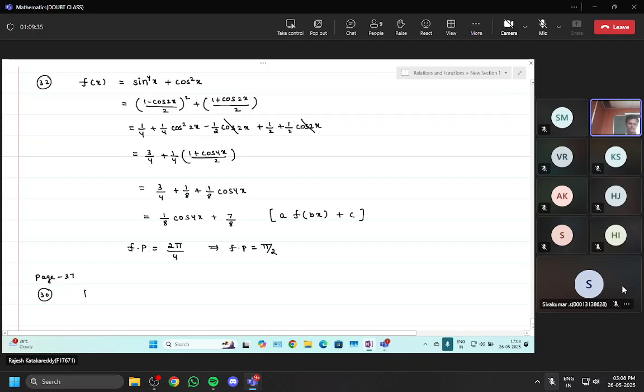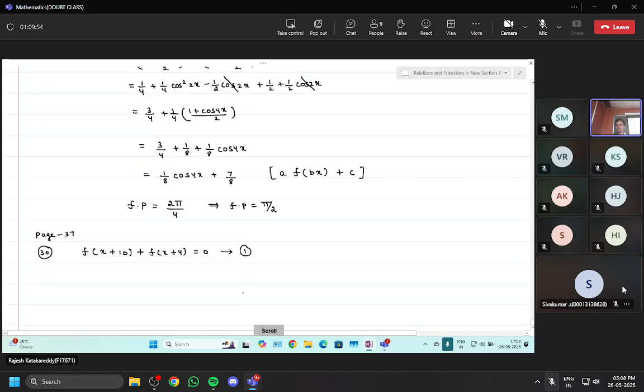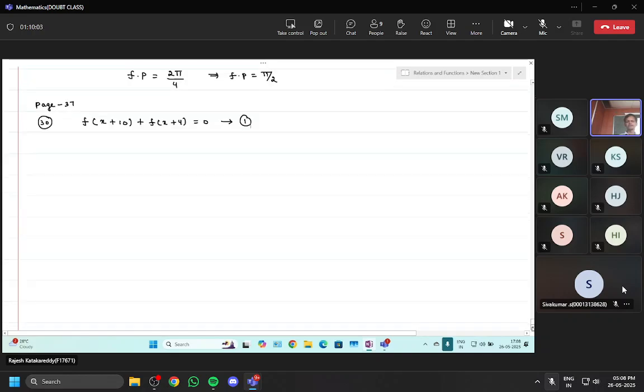So they have mentioned that f of x plus 10 plus f of x plus 4 is equal to 0. Then they are asking us to calculate the fundamental period. Now using the replacement property, I'll try to eliminate f of x plus 10 or f of x plus 4 from this, right? How to do that?